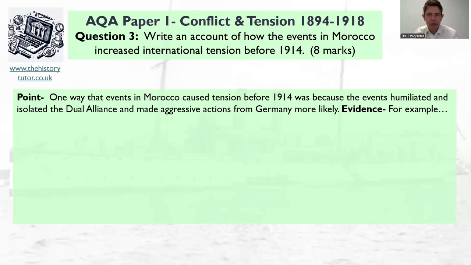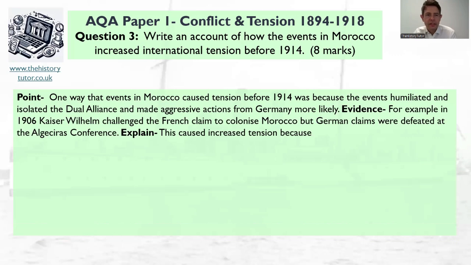Okay, so pause, write down your example, and I'll show you my example. Okay, away we go then. Here's what I've written. For example, in 1906, the Kaiser Wilhelm challenged the French claim to colonize Morocco, but German claims were defeated at the Algeciras conference. You may have written a different example, but the main thing is you need to have some knowledge in there. I have 1906, the date. I've named people. I've written the words Algeciras conference. I have shown that I know some things.